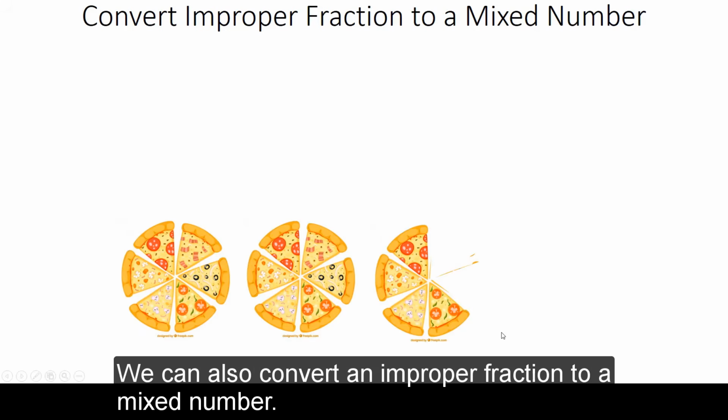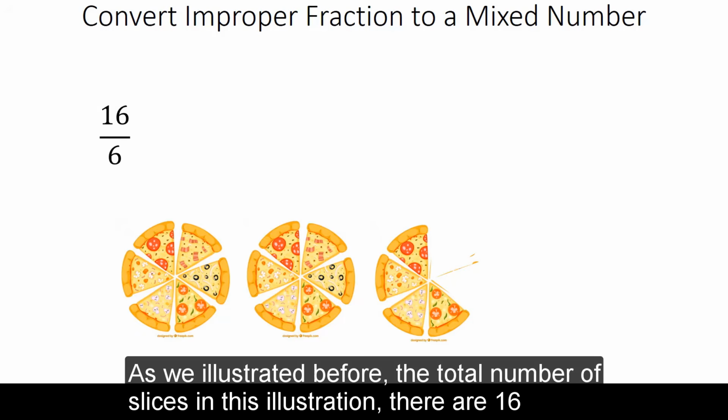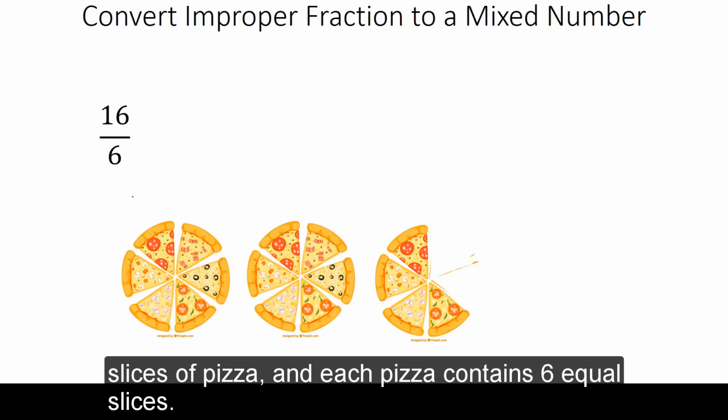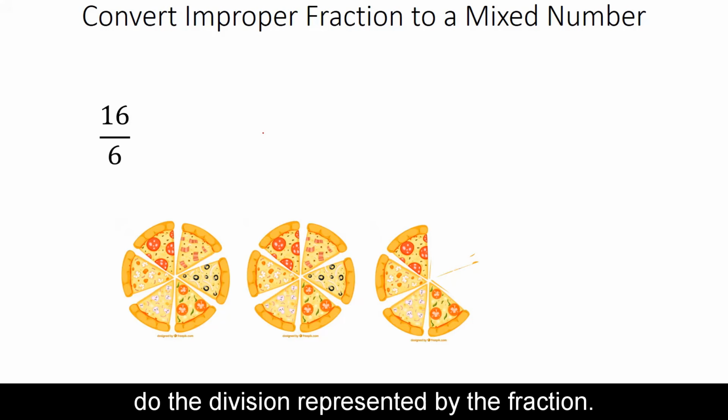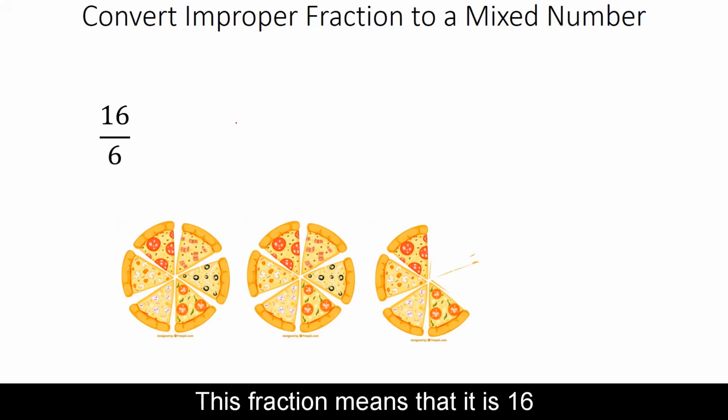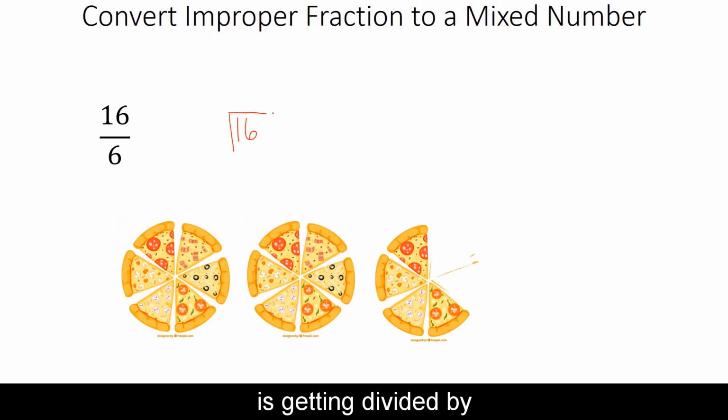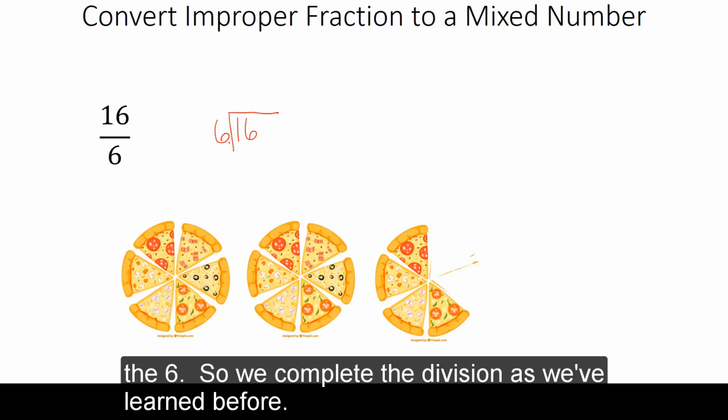We can also convert an improper fraction to a mixed number. As we illustrated before, the total number of slices in this illustration, there are 16 slices of pizza, and each pizza contains 6 equal slices. If we want to convert this from improper form to a mixed number, we simply do the division represented by the fraction. This fraction means that 16 is getting divided by the 6. So we complete the division as we've learned before.